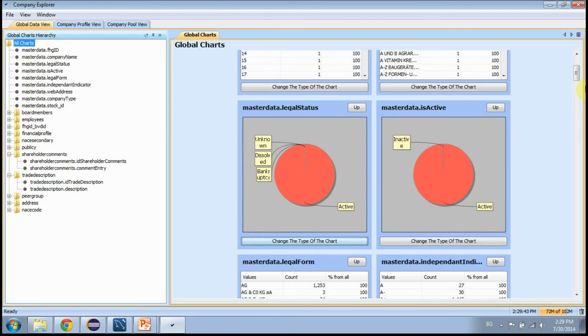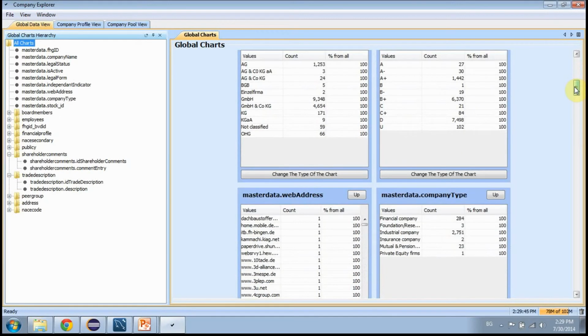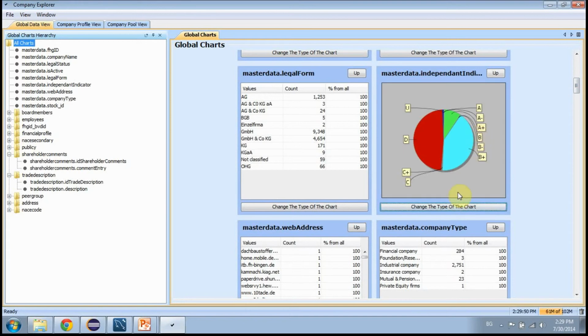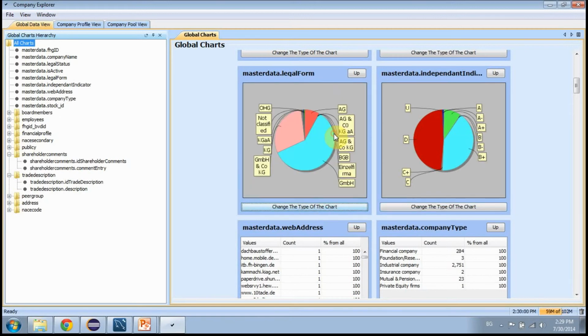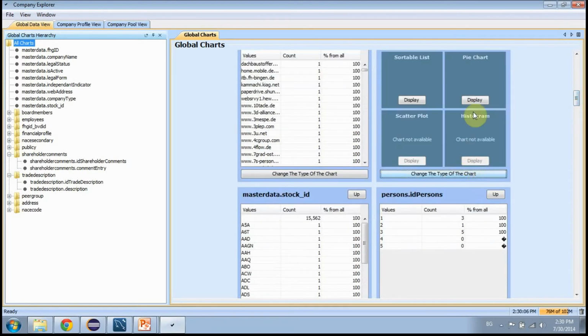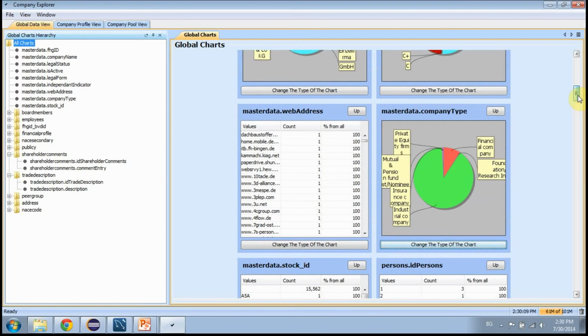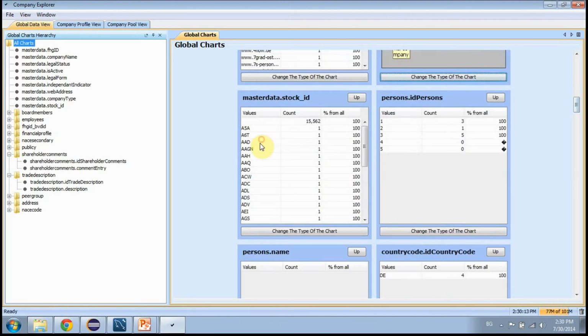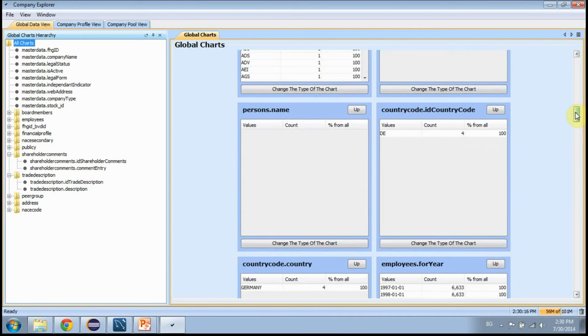Then we have legal status, an independent indicator. We have a more interesting distribution here in this independent indicator. This is something we might be observing in a later phase. The type of a company, then the industry in which the company operates, the stock sign for every company.